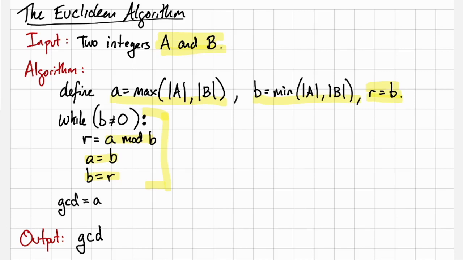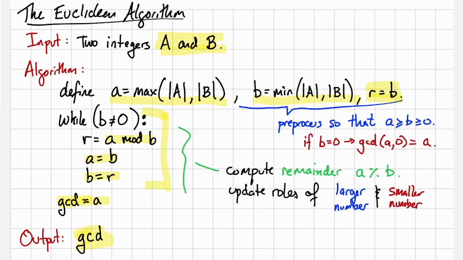Once the loop has run its course, define GCD to be equal to a, and output that as the GCD of capital A and capital B. Let's look a little bit more in detail about what this algorithm is doing. The first line pre-processes so that little a is always bigger than or equal to little b, and that b is always greater than or equal to 0. If b happens to be 0, then the GCD of a and 0 is equal to a, and we wouldn't even use this while loop.